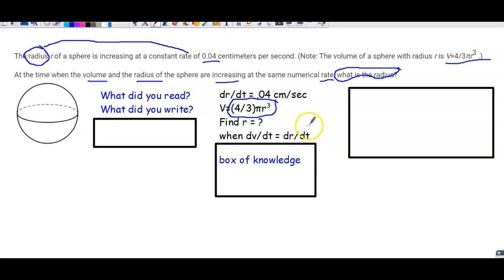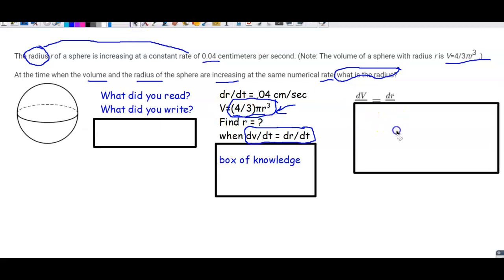because if you're still wondering, well, I still don't know what to do, this is what I'm going to do. I'm going to find dV/dt, and I'm going to set it equal to dr/dt. So right here in this step, to find the derivative of V is dV/dt, and on the right-hand side, I'm going to find the derivative using the power rule.